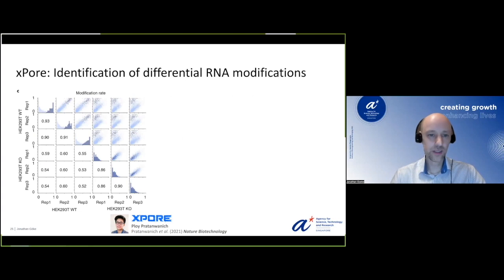And each point here in those scatter plots is an individual site. And you can see those sites that do not show any change are on the diagonal. And those sites that are lost after METTL3 knockout are shifted. And those dark blue points indicate that those are significant shifts. And you can apply that, of course, if you have a matched control where there's a loss of a modification.